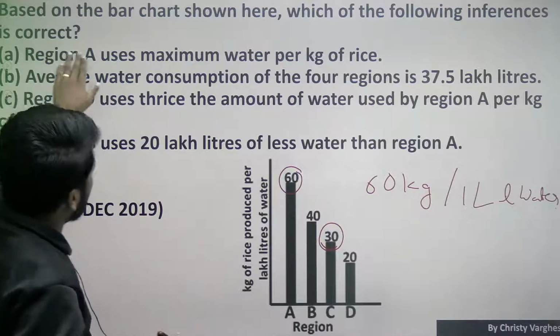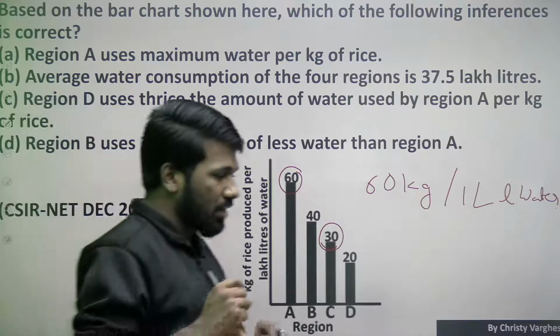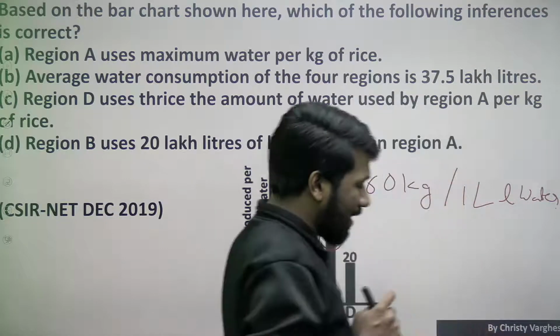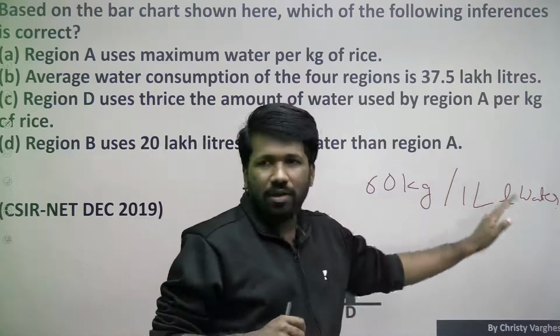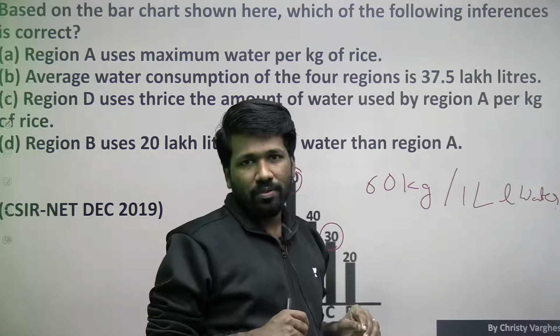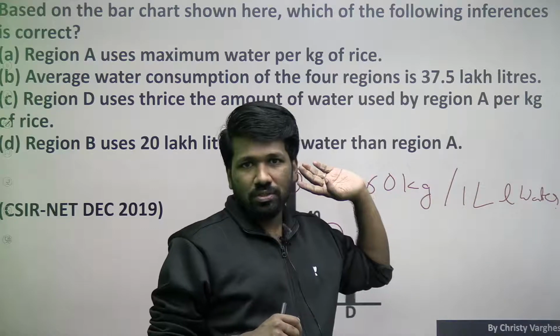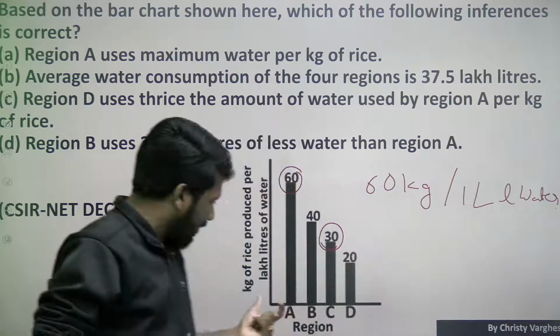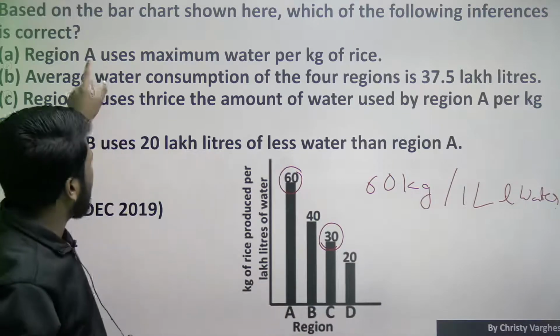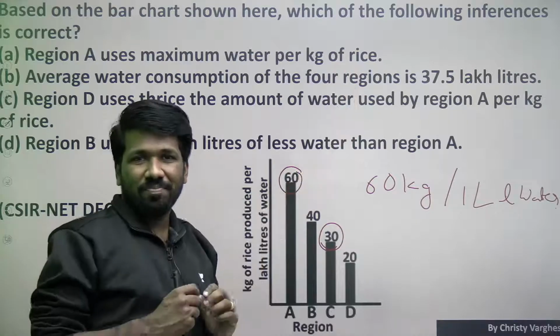तो ऑप्शन ए, रीजन ए यूजेस मैक्सिमम वाटर पर केजी. This is the trick CSIR have used in this question. Data is giving kilogram per water, kilogram per 1 lakh liter water. That means rice production per water used is given in the graph. But in options, most options they are asking water per kilogram.